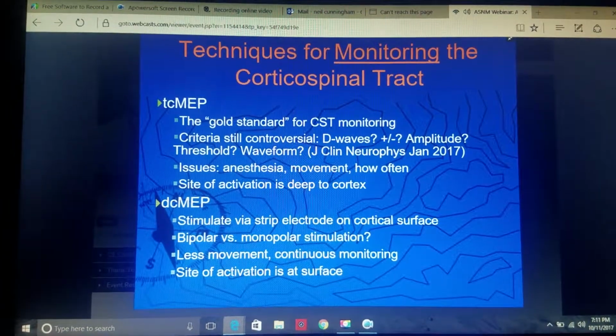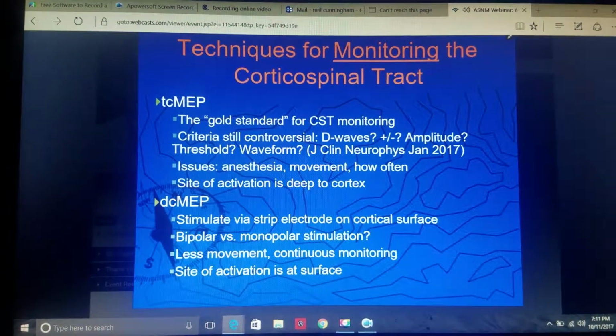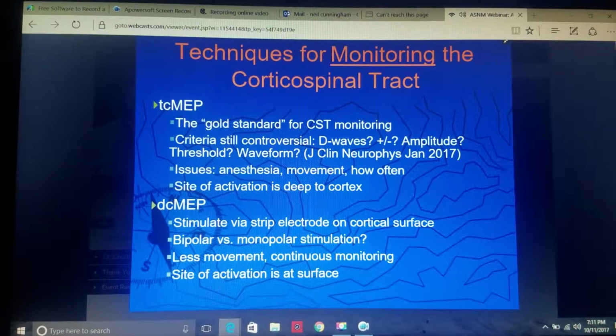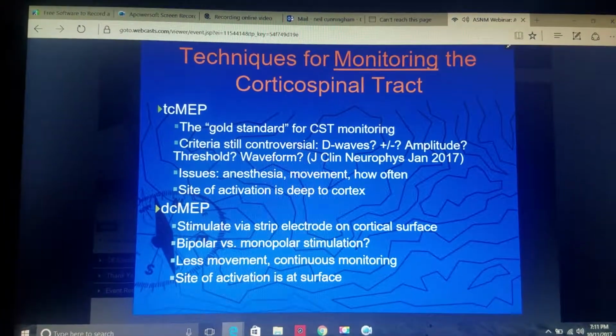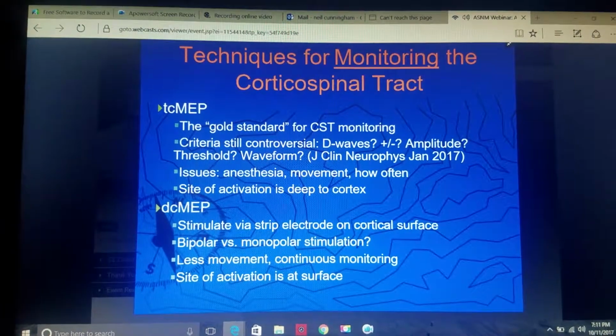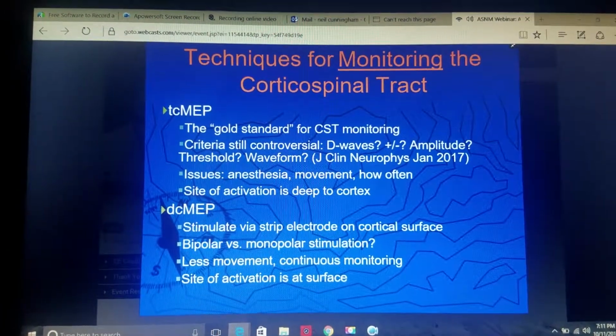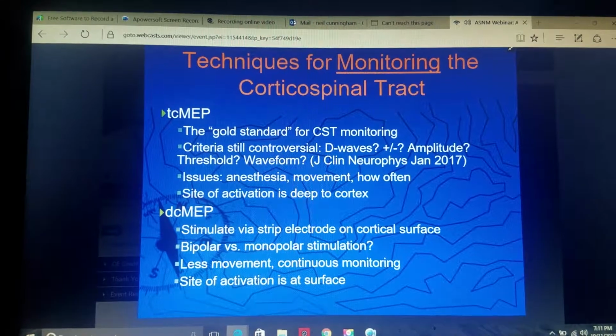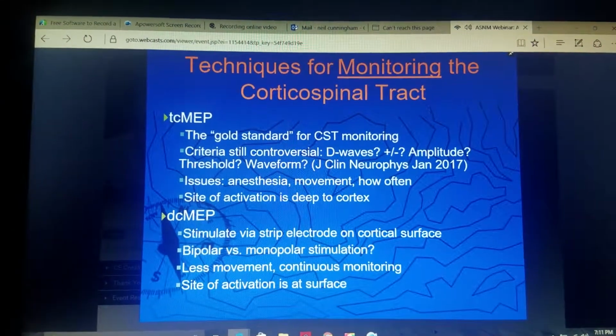I will point you to the January 2017 issue of Journal of Clinical Neurophysiology, which is guest edited by David MacDonald, and it's an entire journal devoted to the question of criteria for interpretation of changes in transcranial motor evoked potentials.